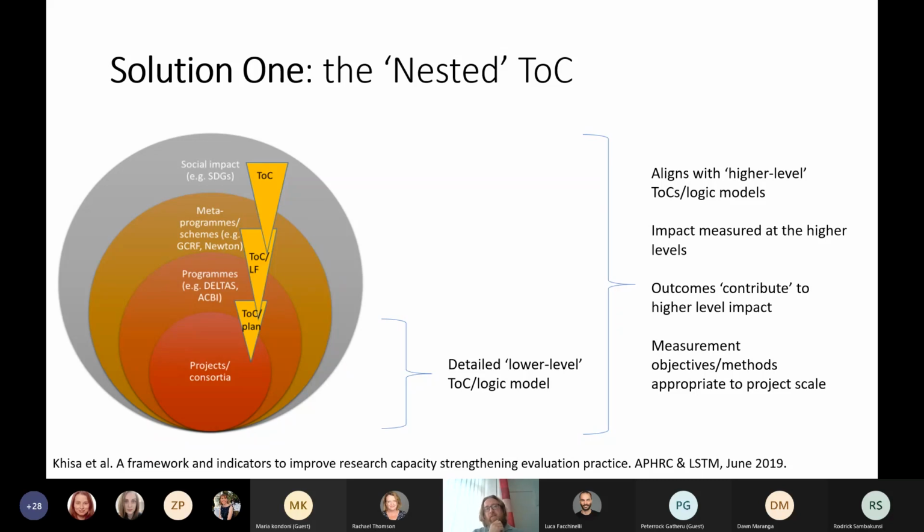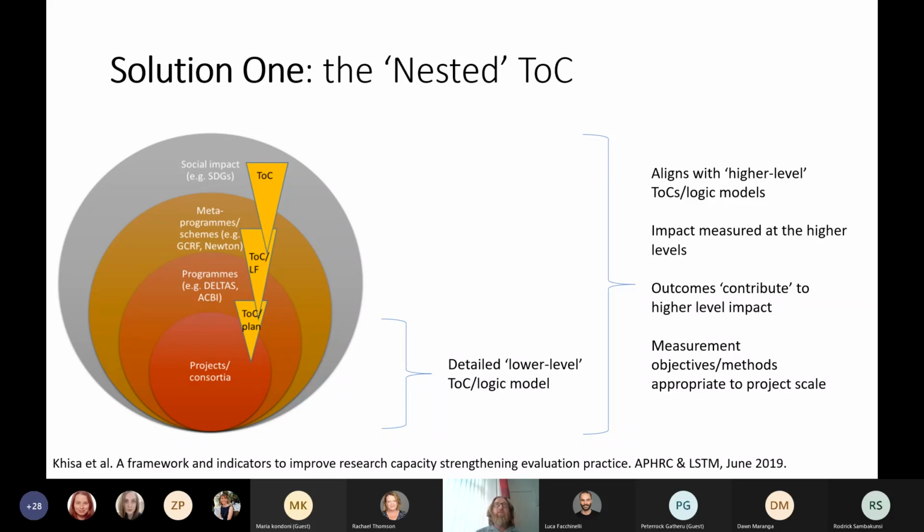The first, which may have been referred to in previous presentations, is the idea of using a nested theory of change. The idea of a nested theory of change is that you're putting some distance between your particular project and the longer-term impacts that you would hope your project contributes to.